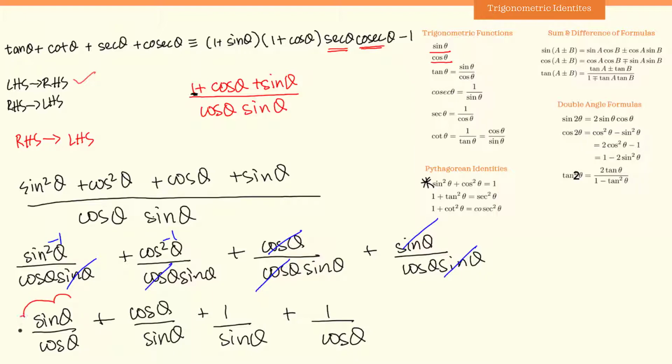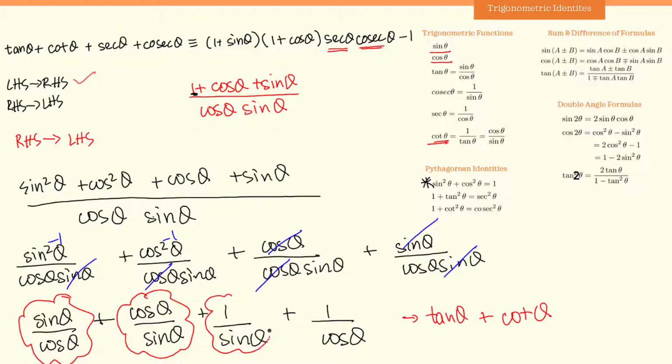Sine theta upon cosine theta can be written as tangent of theta. So tangent of theta, and cosine of theta divided by sine theta can be written as cotangent of theta. So plus cotangent of theta, and 1 upon sine theta can be written as cosecant of theta. So plus cosec theta, and 1 upon cos theta can be written as sec theta. So plus sec theta. This was the expression on the left hand side. So I have proven my identity.